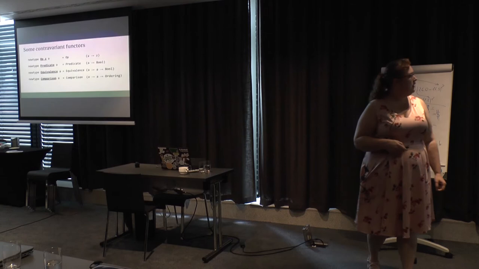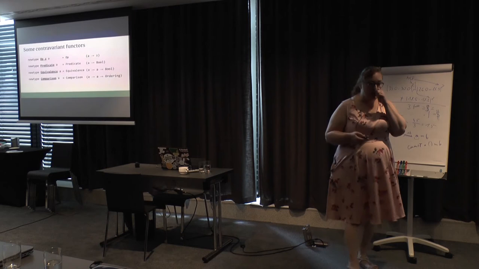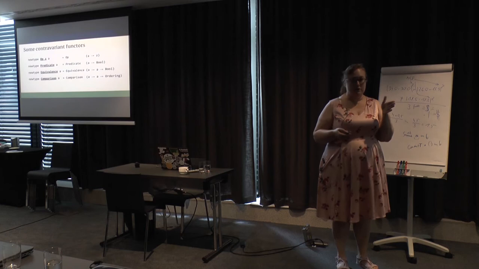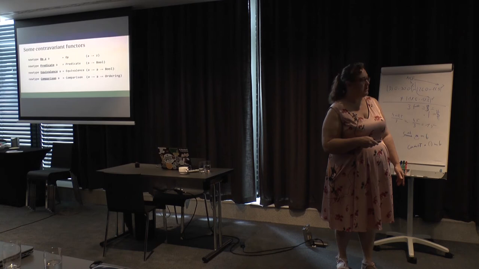Okay, so the op Z, right? Remember that contravariant, like the functor class, needs it to only have one parameter. It's only of kind star to star, so it has to have one parameter. So we see that predicate, for example, has an A, equivalence has an A, even though it gets used twice in the function, it's the same A, so it only actually has one parameter. And comparison also, same thing as equivalence.